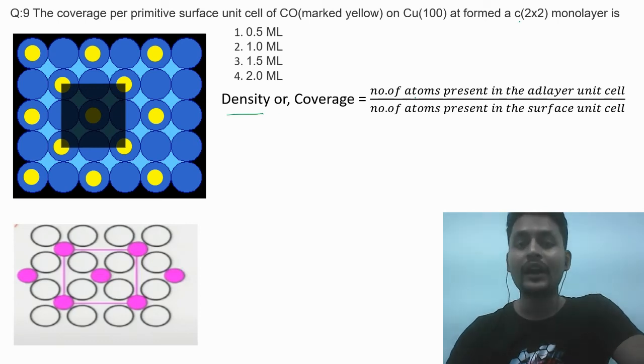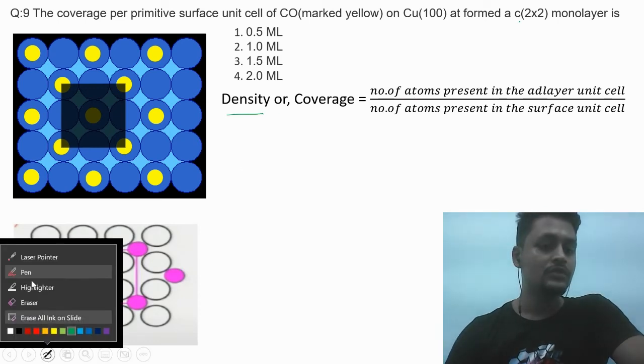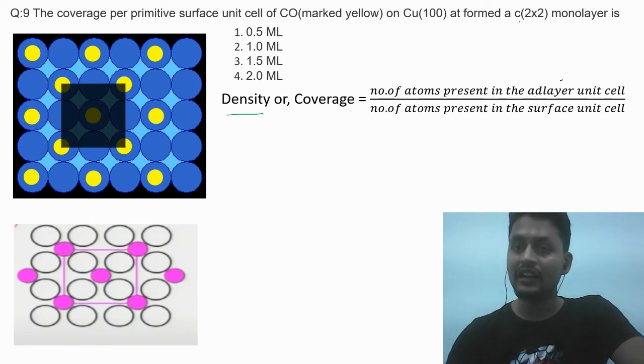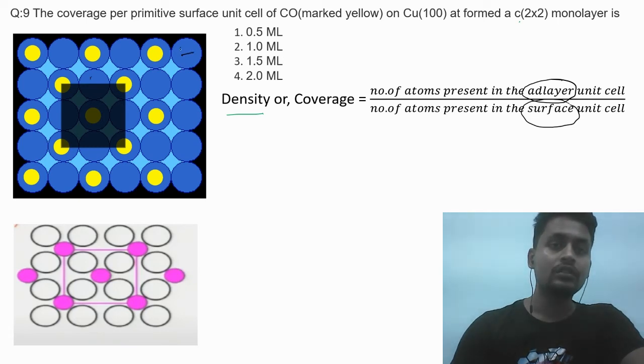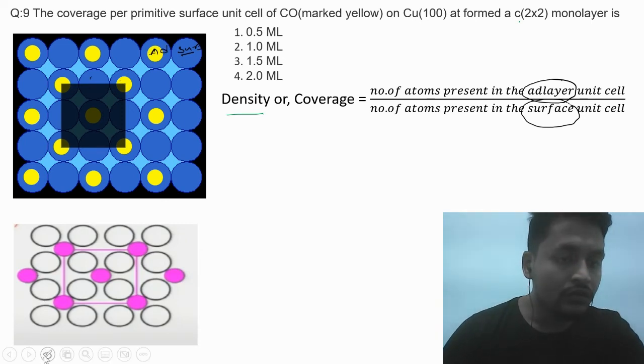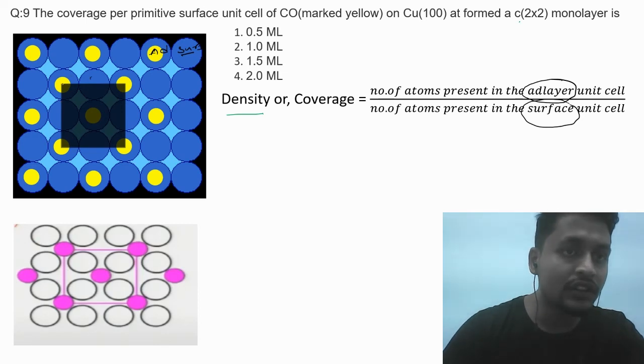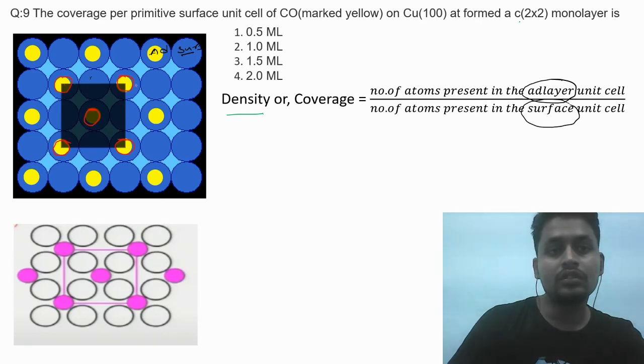Density is nothing but the number of atoms present in the adlayer divided by the number of atoms present in the surface, right? So these blue ones are surface, and these yellow ones are adatoms, right? Now think about this unit cell. So this is the unit cell. This is one adatom. This is also one adatom. This is also one adatom, and also one adatom. Now this is a corner site.